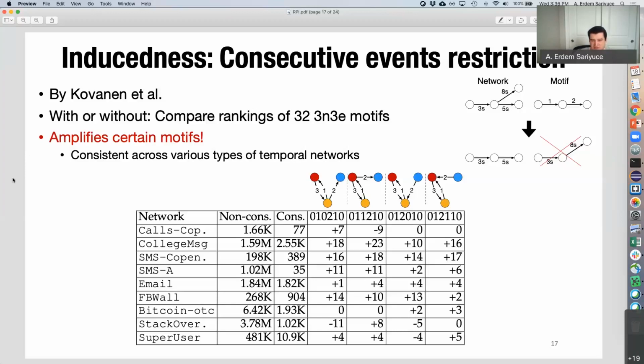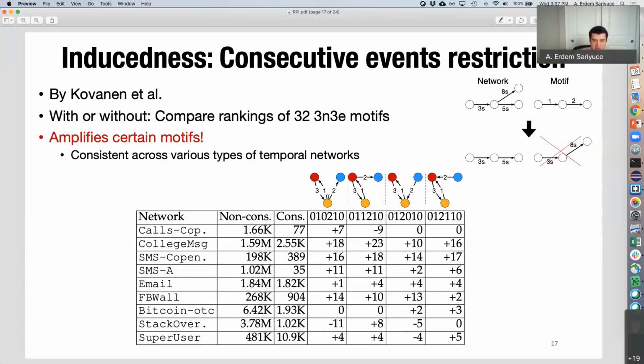The thing is, certain motifs are amplified by this consecutive events restriction. And those motifs have a commonality that you can easily observe. For all of those networks, you see increases in the rankings. We are ranking 32 things, and we observe rankings increasing by 23 ranks, or 18, 17. Those are very big jumps. And those things only happen for those 4 motifs.